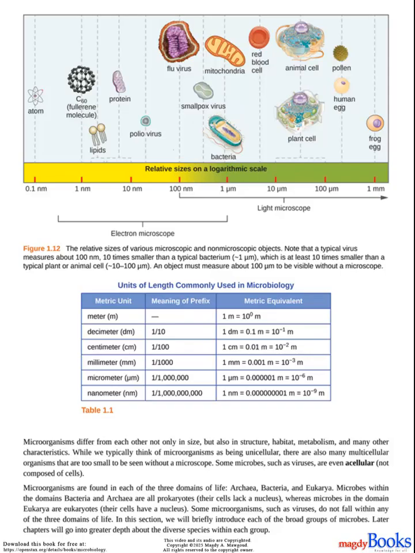Microorganisms are found in each of the 3 domains of life: archaea, bacteria, and eukarya. Microbes within the domains bacteria and archaea are all prokaryotes. Their cells lack a nucleus, whereas microbes in the domain eukarya are eukaryotes. Their cells have a nucleus. Some microorganisms, such as viruses, do not fall within any of the 3 domains of life. In this section, we will briefly introduce each of the broad groups of microbes. Later chapters will go into greater depth about the diverse species within each group.